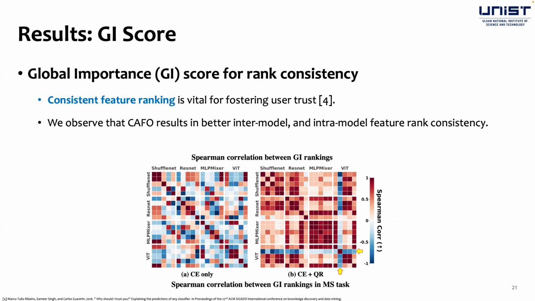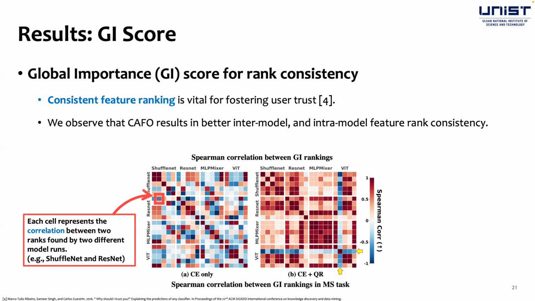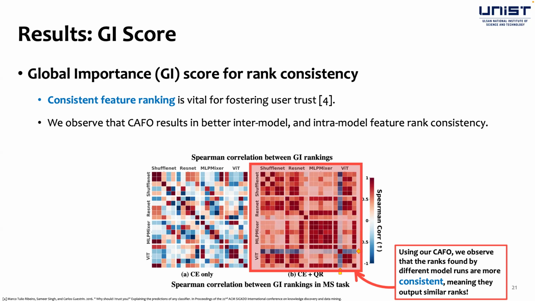We also show that the feature importance ranks found by our CAFO method are more consistent. Such consistency is important as it shows that the model is reliable. The plot here is the rank correlation plot between the different runs of each model. Each cell represents the Spearman correlation, which measures the correlation between the two ranks. The higher the correlation, the more red the cell is. The left figure shows that the correlations between the ranks are inconsistent between and within models when using only the cross-entropy loss, while the right shows that our CAFO leads to more consistent feature ranks within and between models.